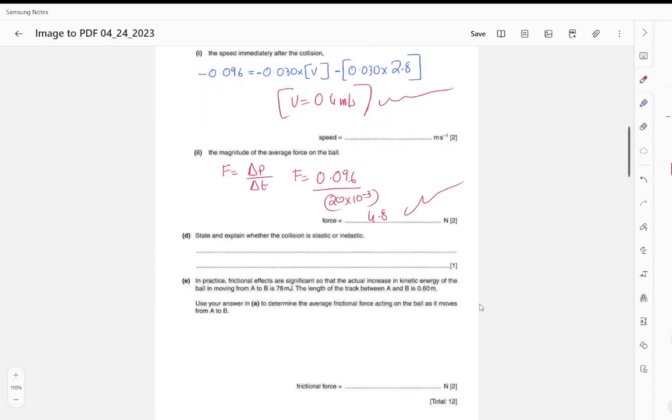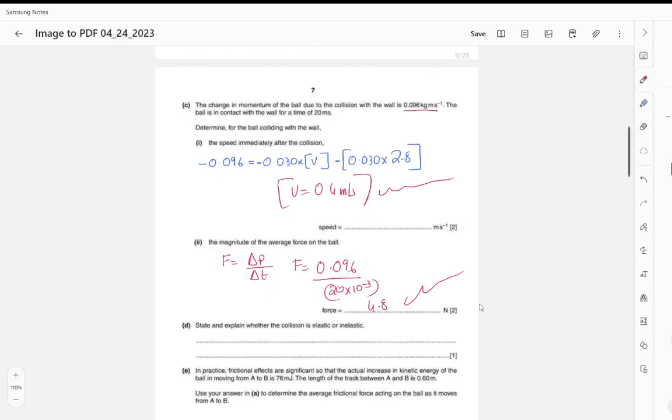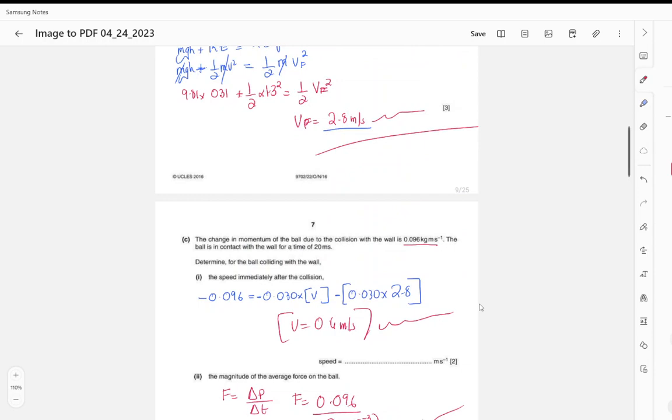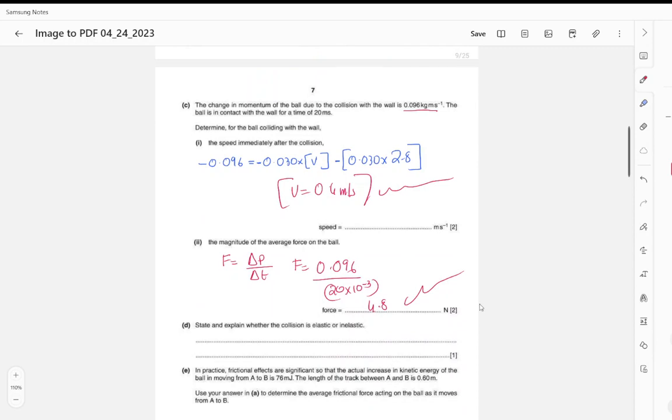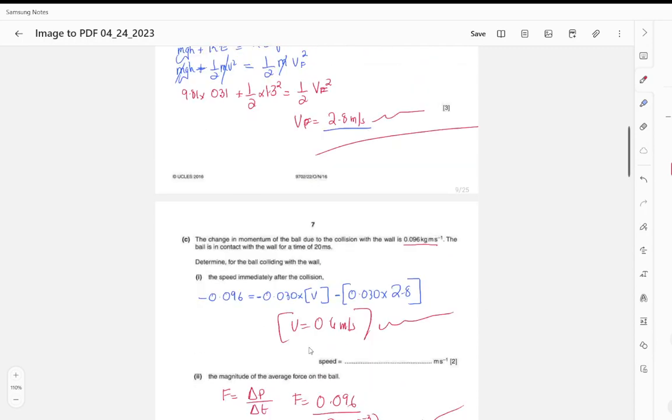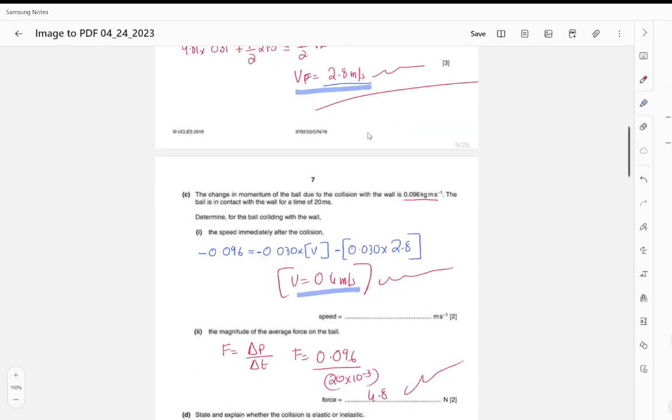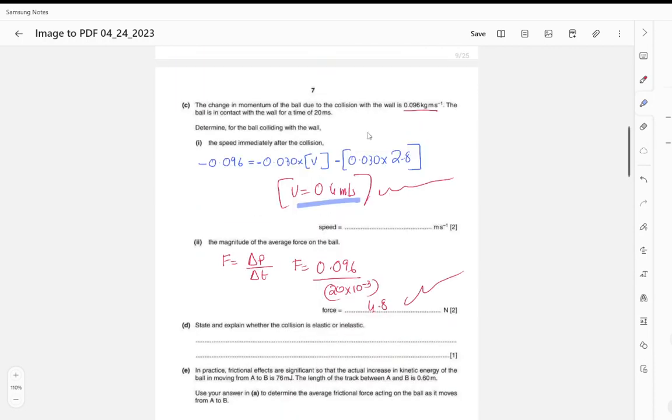Next part. State and explain whether the collision is elastic or inelastic. Well, we have to state it. You can clearly see that after the collision, the speed became less. Initially, the speed was more. This happened after the collision. Okay. So that means we can use the concept of law of restitution.